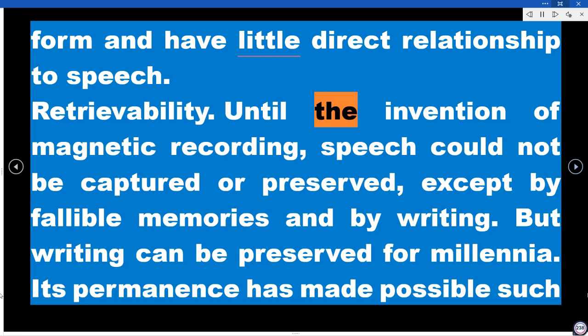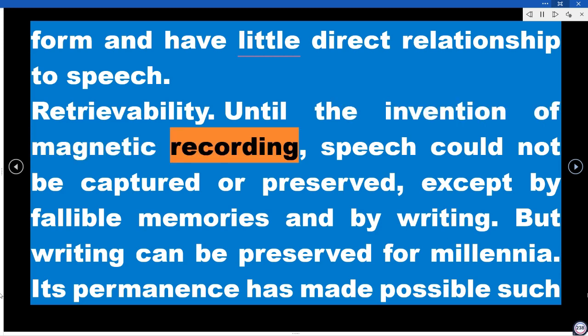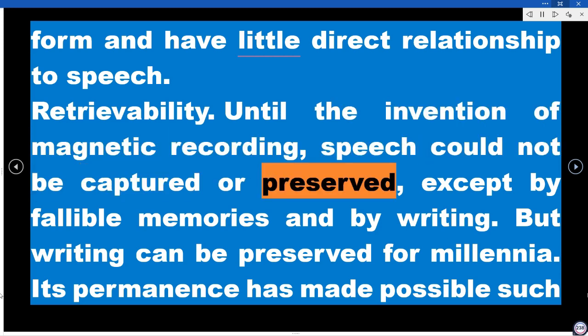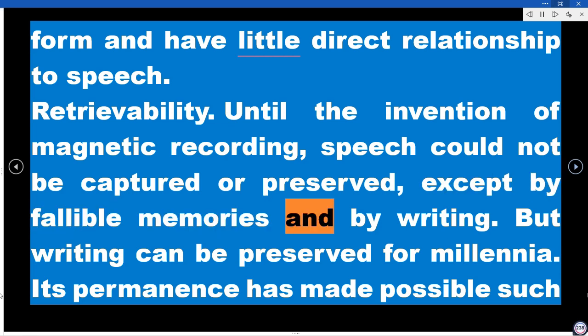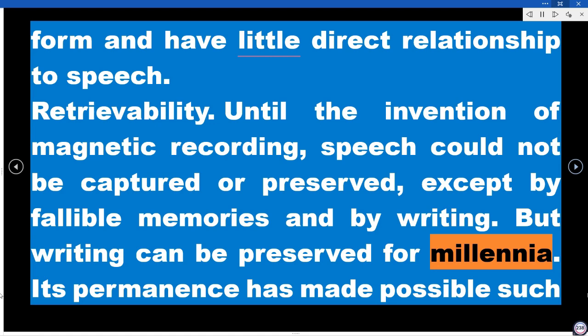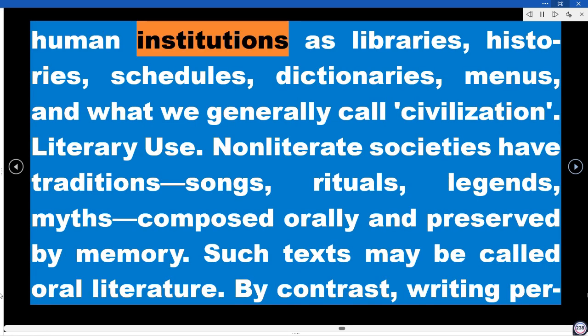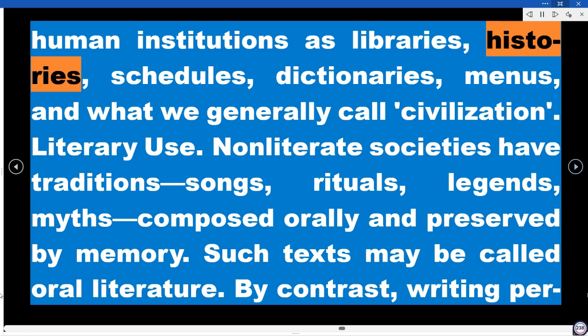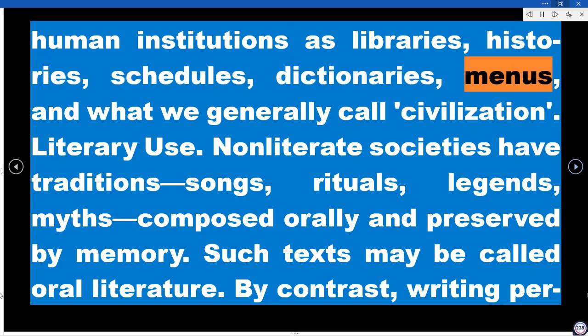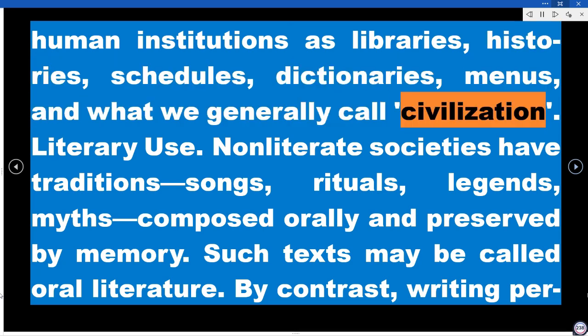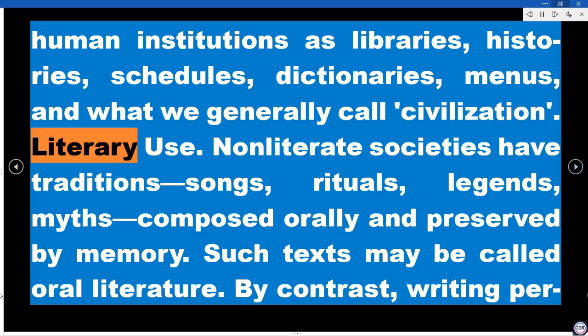Retrievability. Until the invention of magnetic recording, speech could not be captured or preserved, except by fallible memories and by writing. But writing can be preserved for millennia. Its permanence has made possible such human institutions as libraries, histories, schedules, dictionaries, menus, and what we generally call civilization.